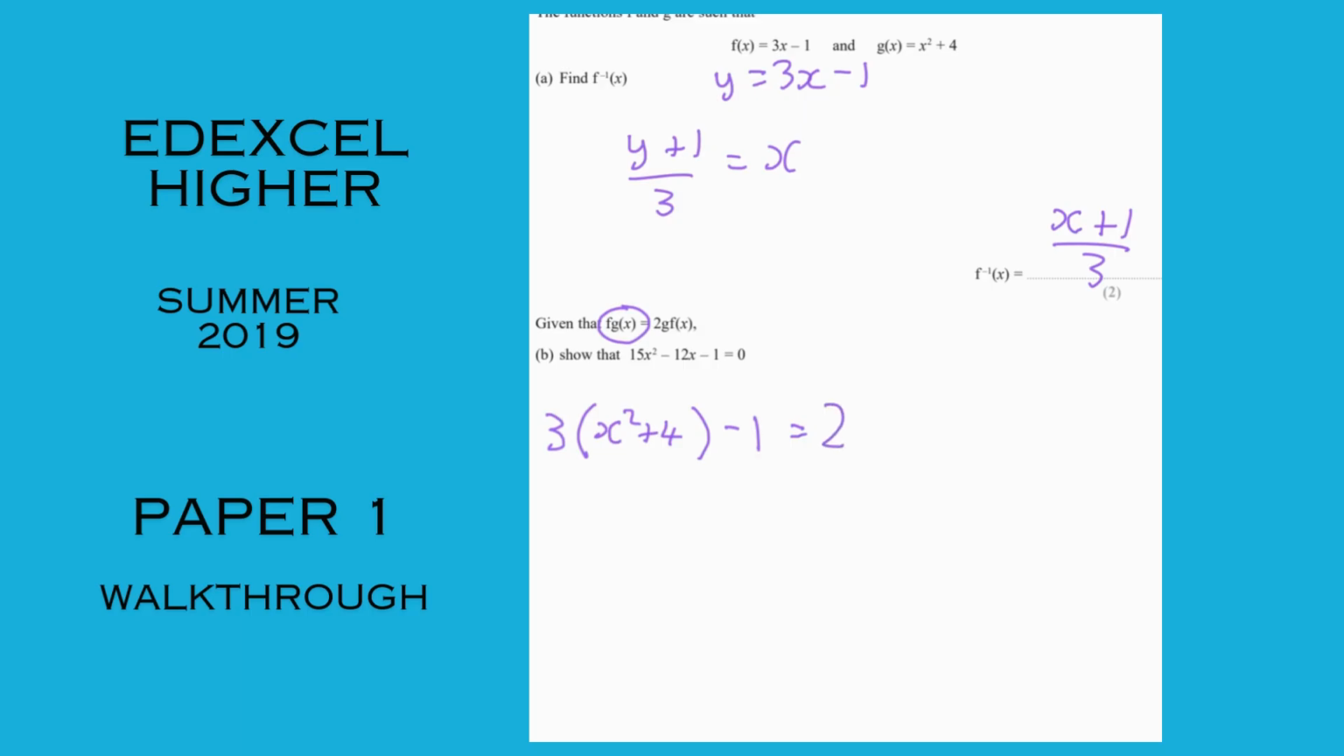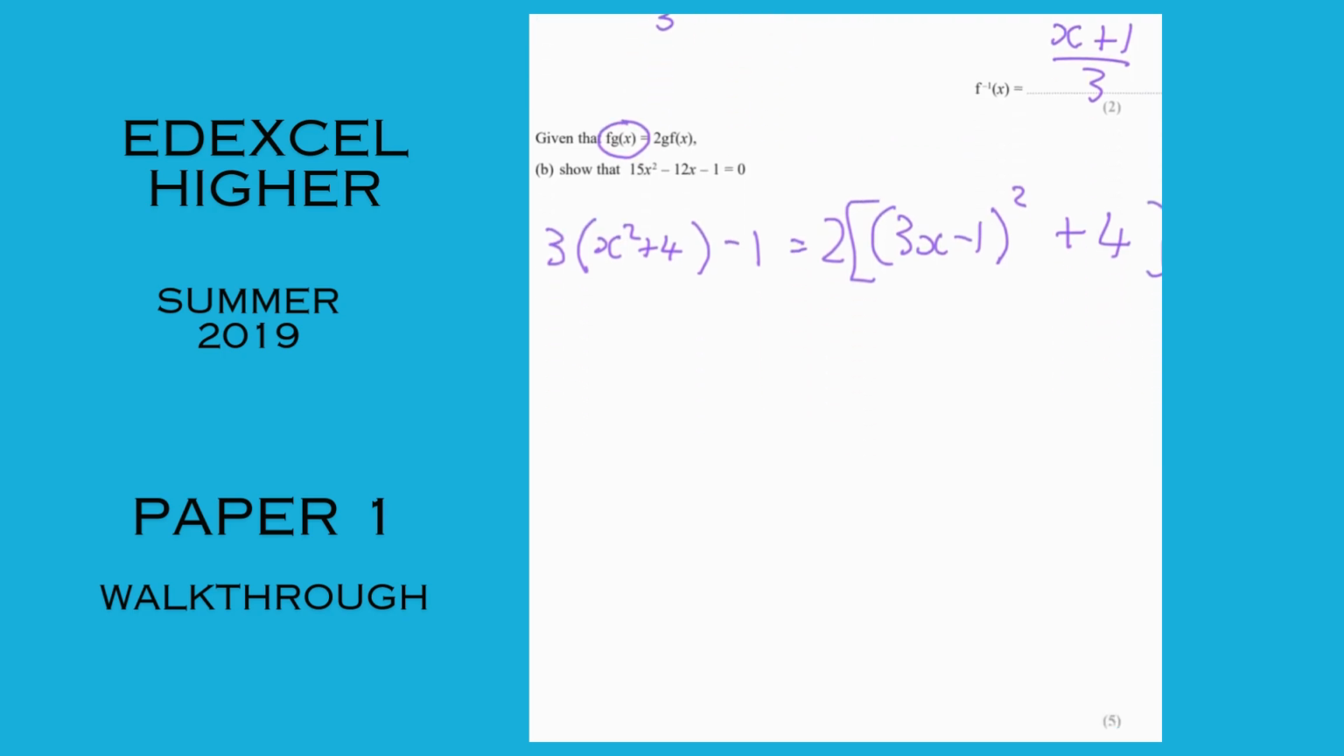equals 2 lots of, so let's just ignore the 2 for now, g of f. Other way round, stick f of x into g of x. So g of x wants you to square something and add 4. That something was an x. It's now the function f, which is 3x minus 1.